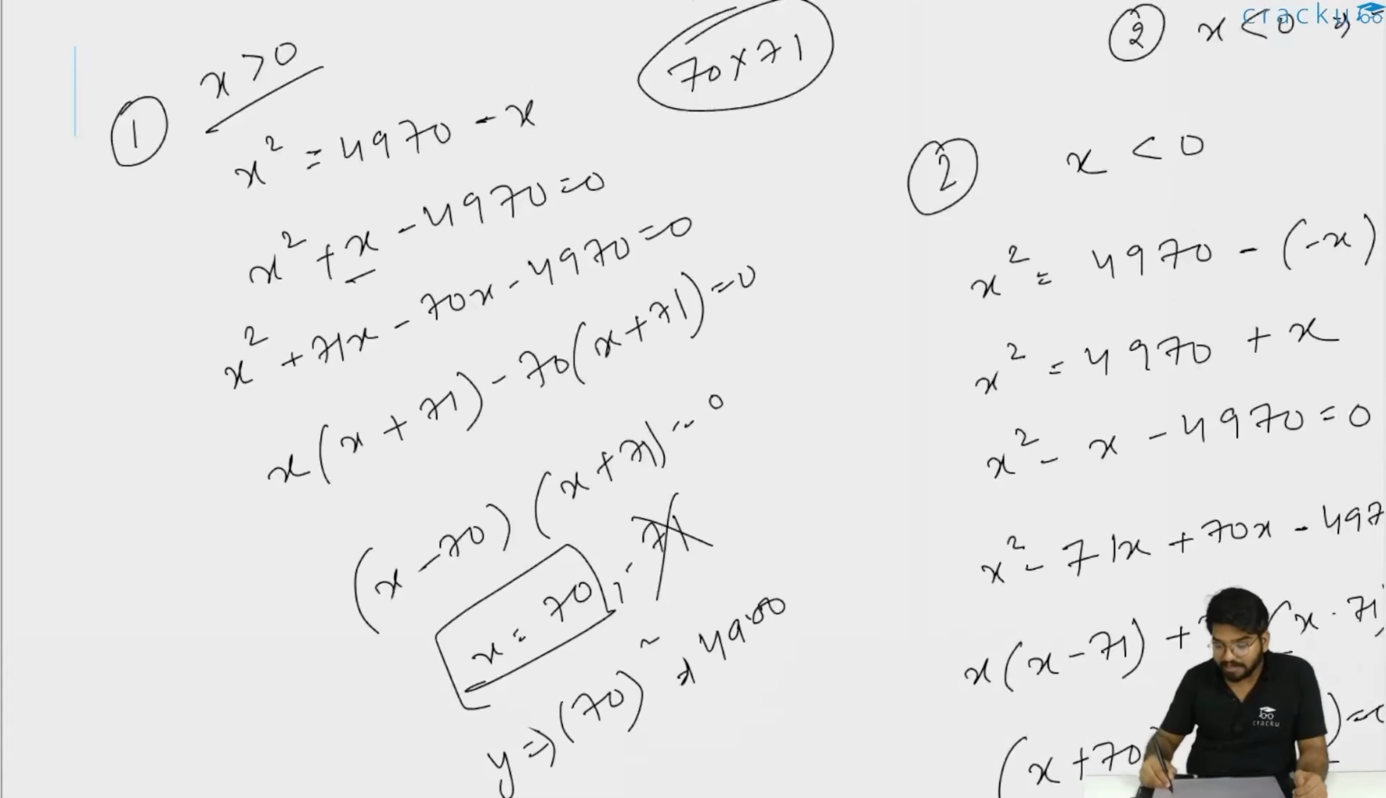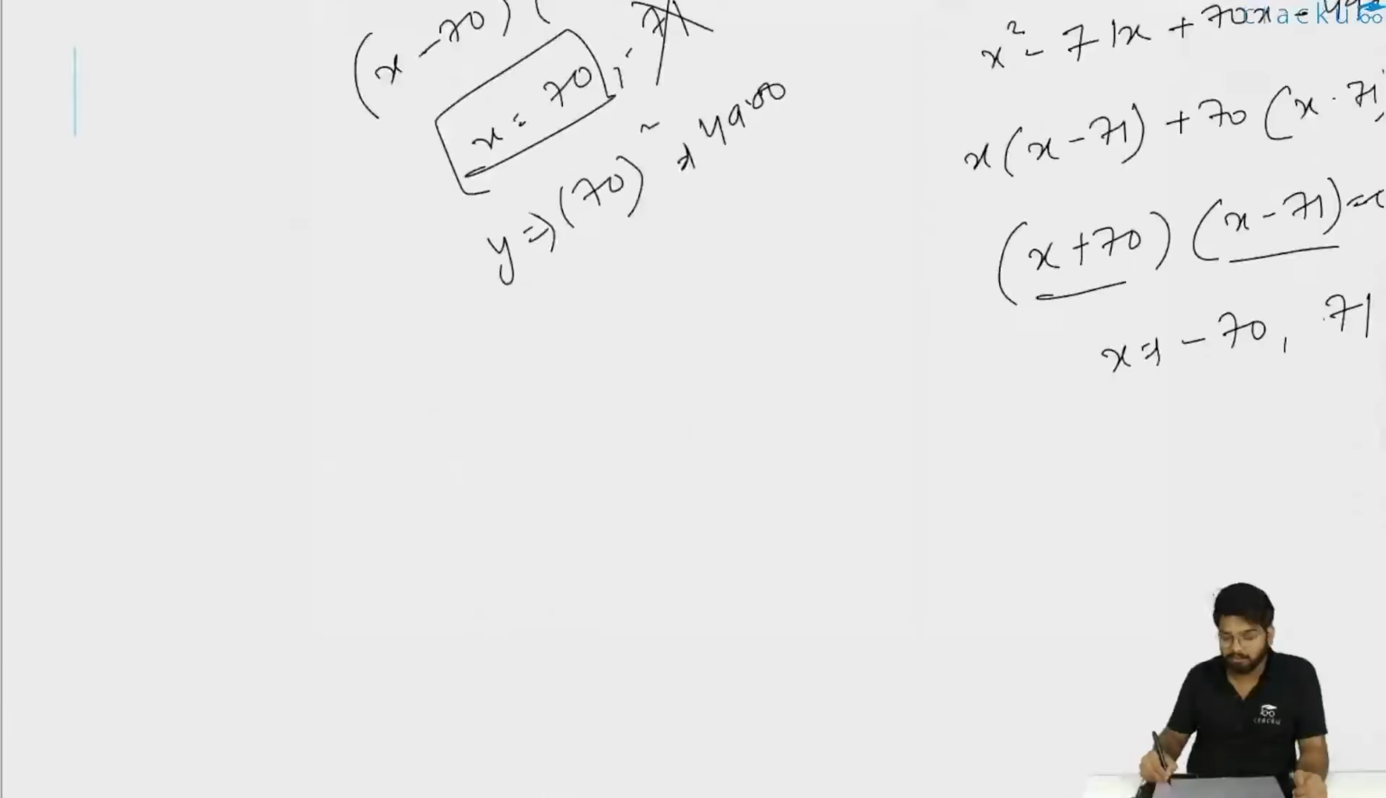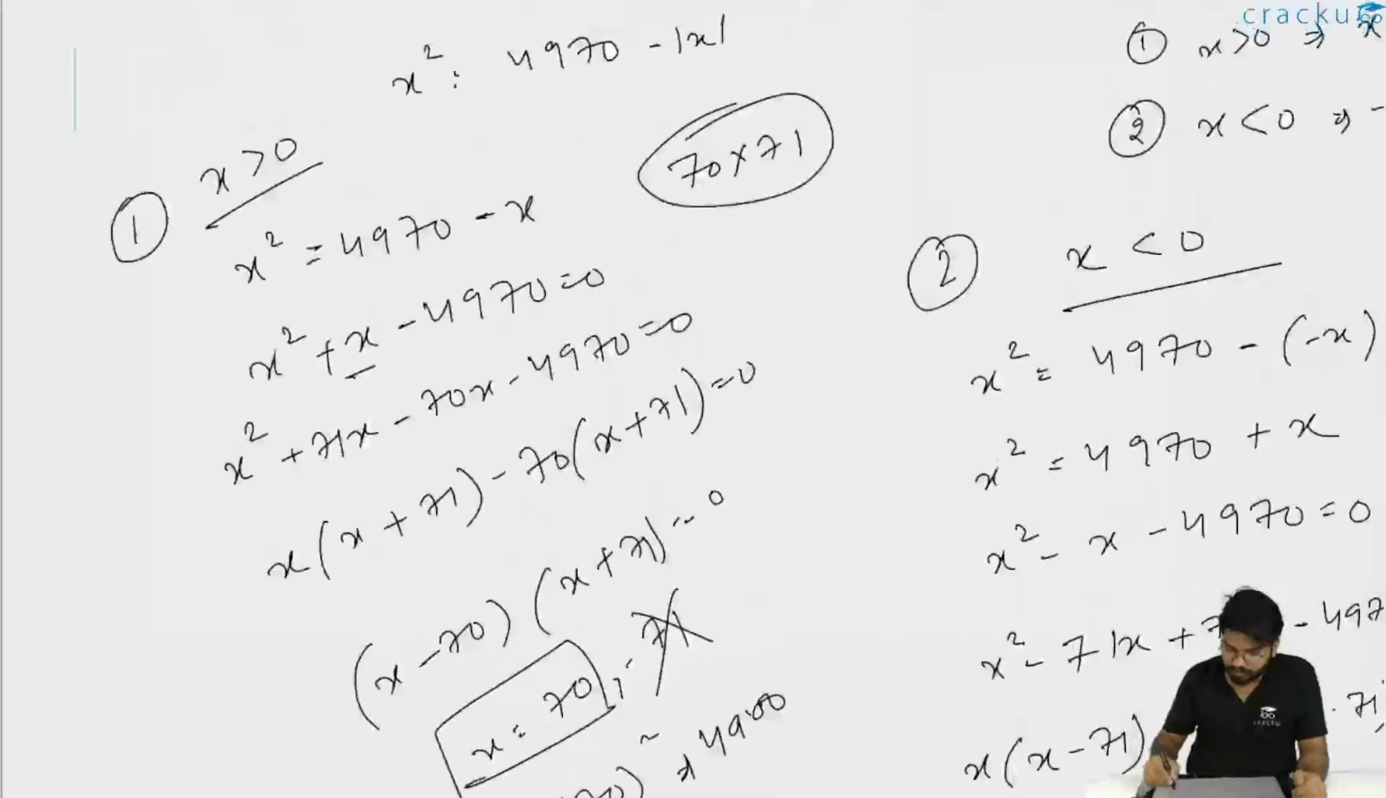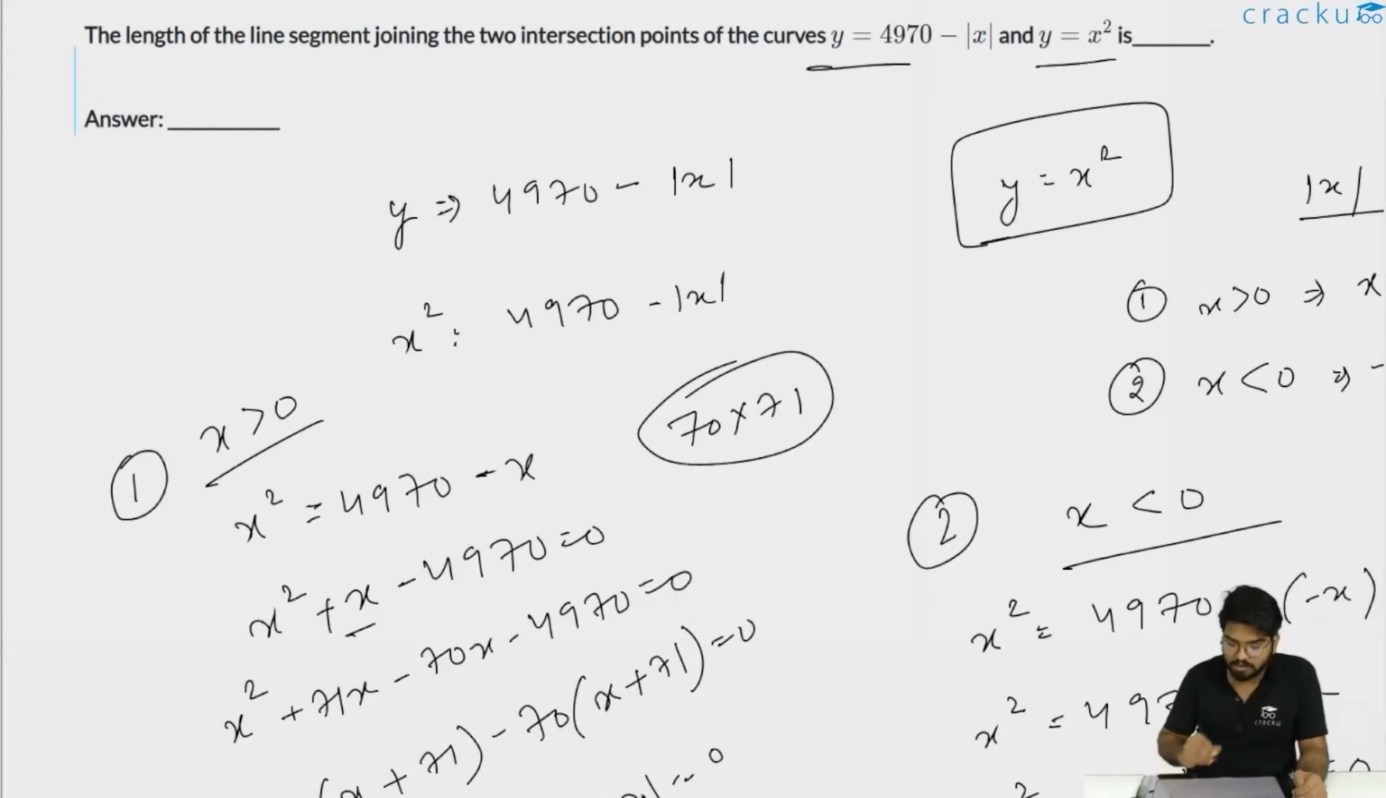But again, in second case, we have considered x is negative. So x can't be 71. So x has to be minus 70. Now if x is equal to minus 70, y will be what? Square of minus 70, that is 4900, because we are given y is equal to x square. So we got two cases.